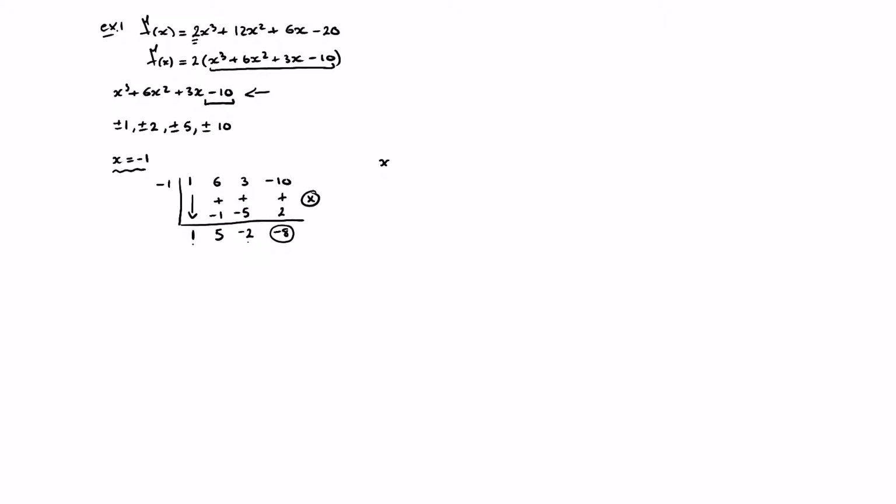We try x equals 1. And again, we make our small table. The coefficients are 1, 6, 3, and negative 10. And we're evaluating at 1. So we carry down the 1. 1 times 1 is 1. 6 plus 1 is 7. 1 times 7 is 7. 3 plus 7 is 10. 1 times 10 is 10, of course. And negative 10 plus 10 is 0.